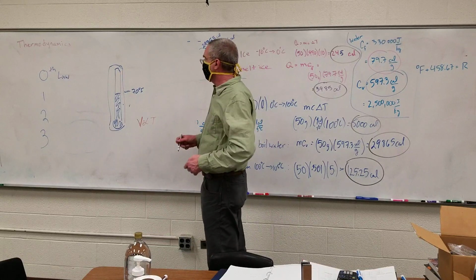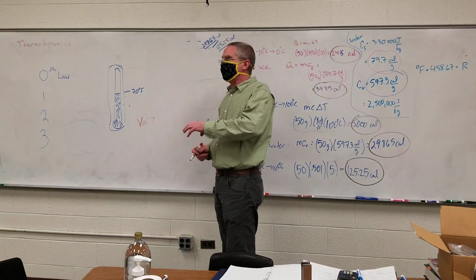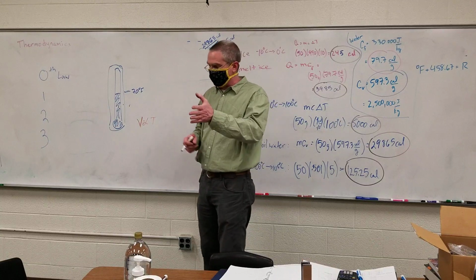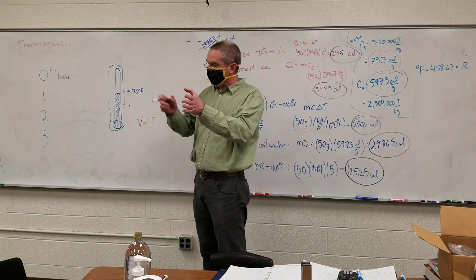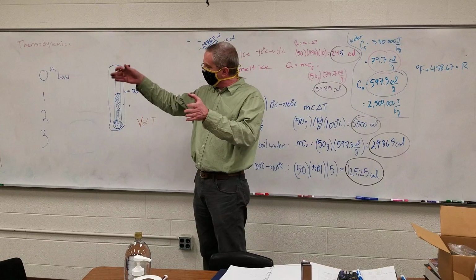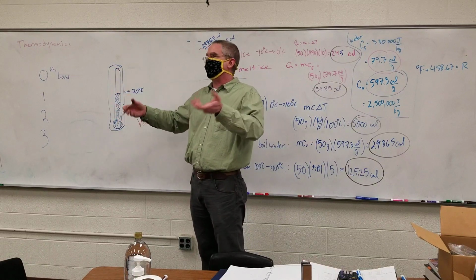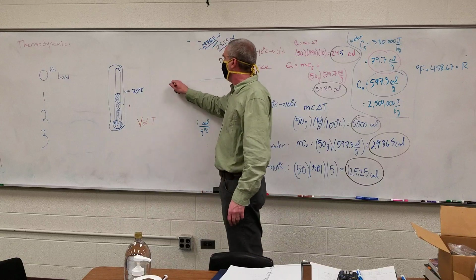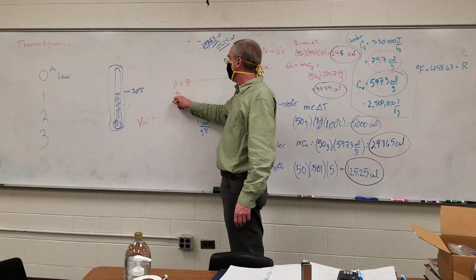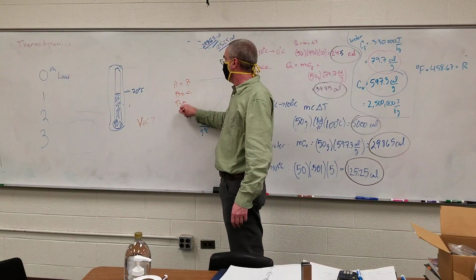All right, so the zeroth law is sort of, if A is in thermal equilibrium with B, and B is in thermal equilibrium with C, then A is in thermal equilibrium with C. It's basically the transitive property. If A equals B and B equals C, then A equals C.